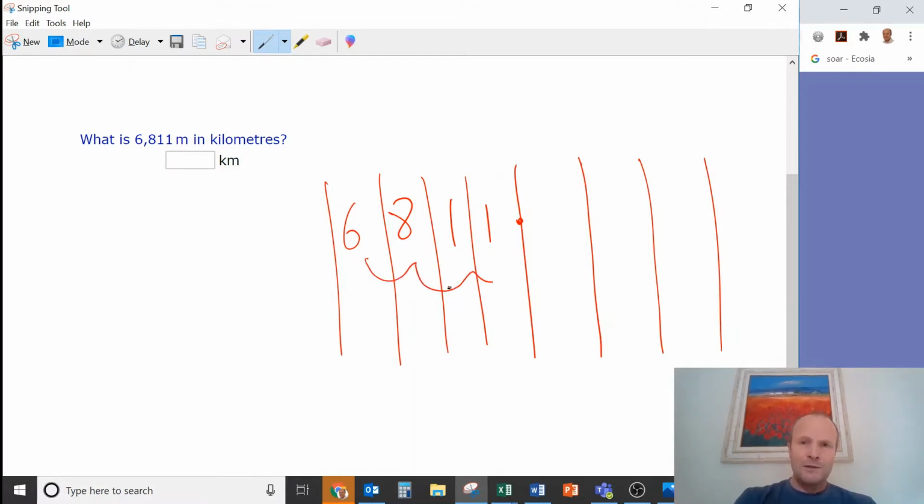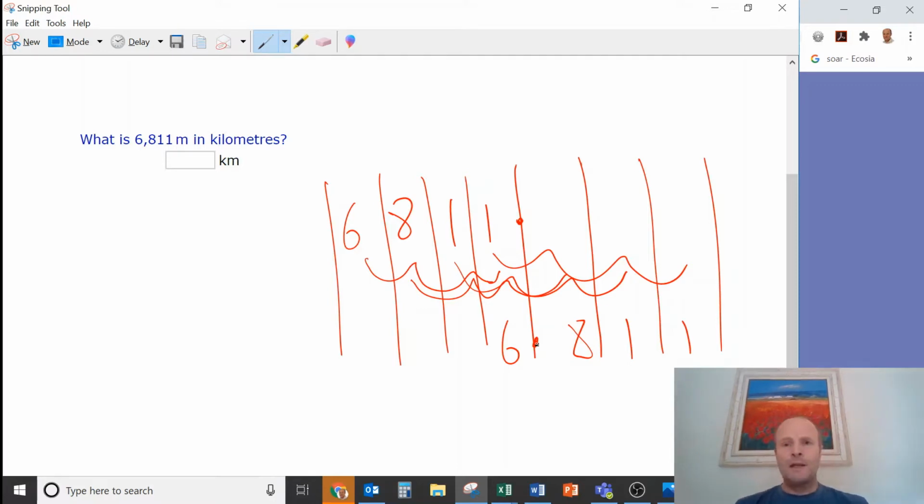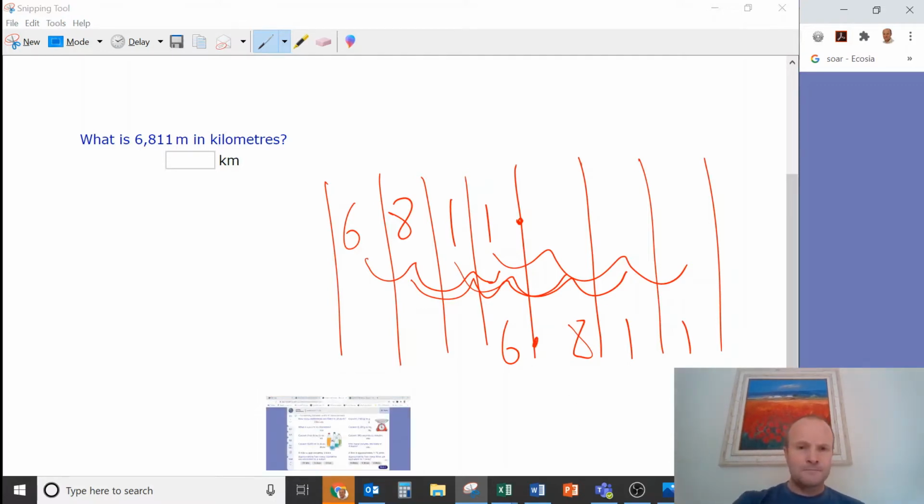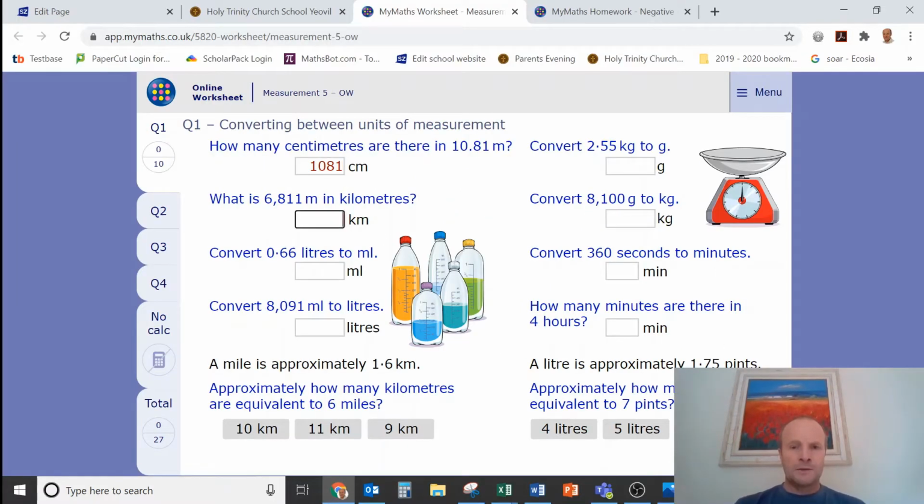1, 2, 3, and we write it underneath. Really important, it's underneath. The 8 moves 1, 2, 3. The 1 moves 3, and the other one moves 3. Notice the digits always stay in the same order: 6811, 6811. No zeros go in between, and the decimal point doesn't move. So 6.811.